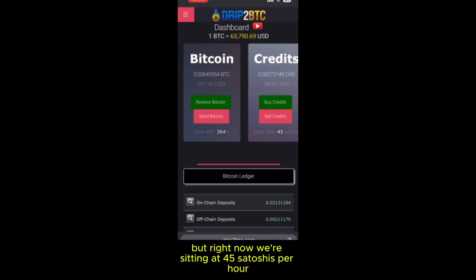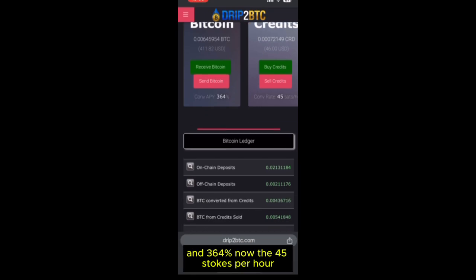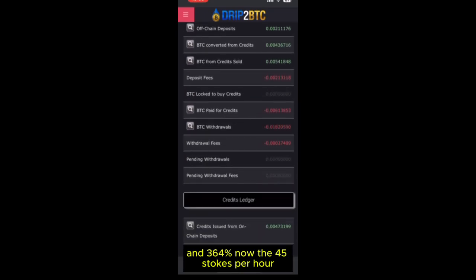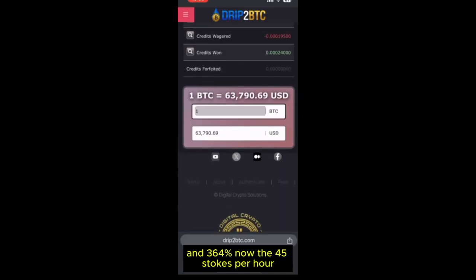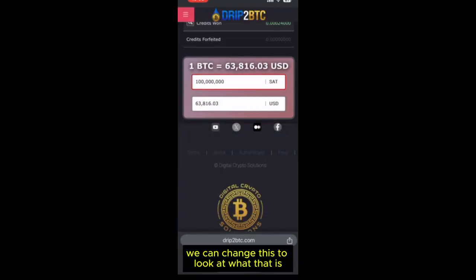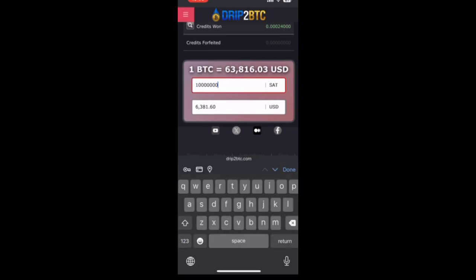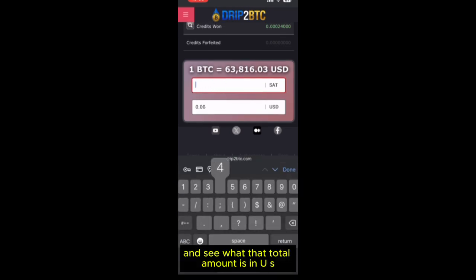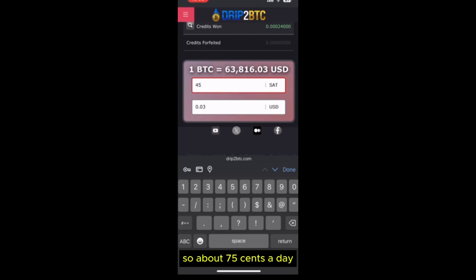But right now we're sitting at 45 Satoshis per hour and 364%. Now, the 45 Satoshis per hour, we can change this to look at what that total amount is in USD. So that's 3 cents per hour conversion, so about 75 cents a day.